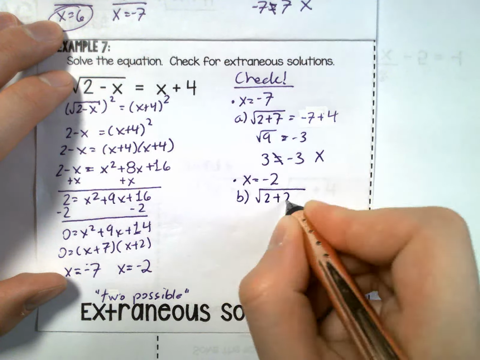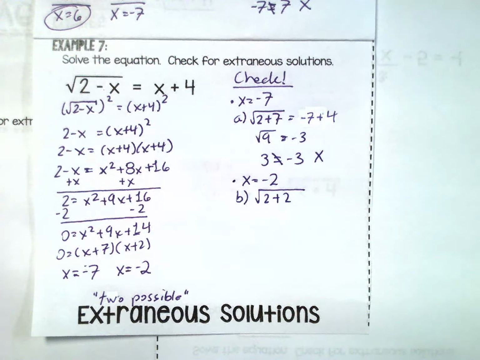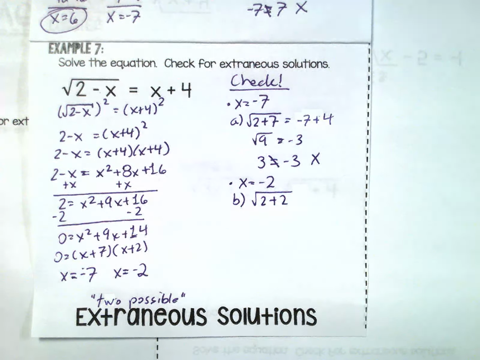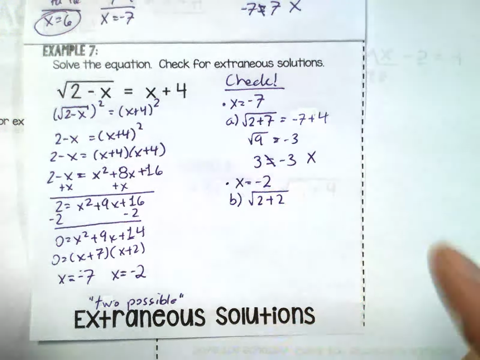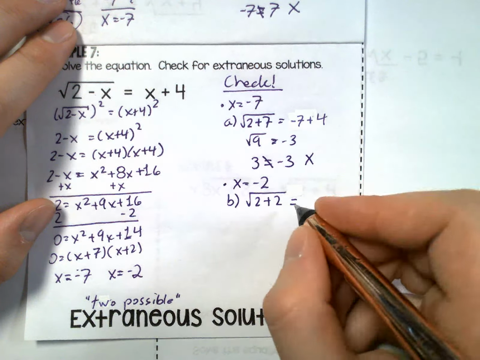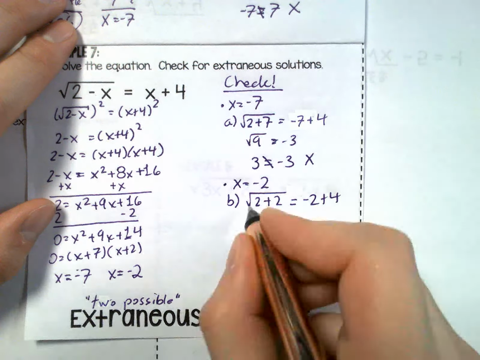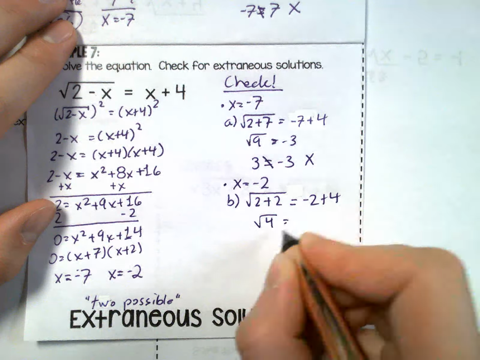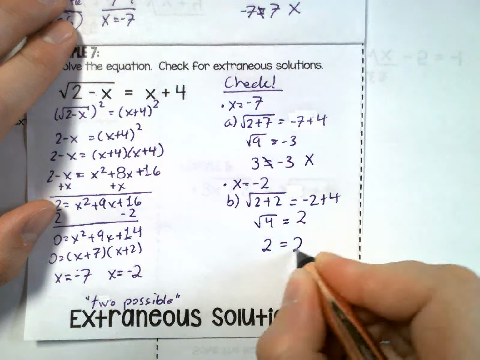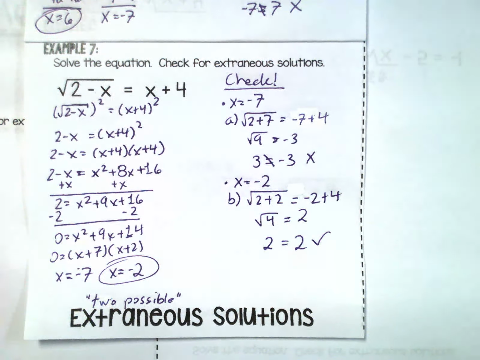Square root of 2 plus 2, sign flip, because it's negative, and start with that radical symbol. x, and then it equals negative 2 plus 4. Okay? 2 plus 2 is the square root of 4. Negative 2 plus 4 is going to give me 2. Square root of 4 is 2, equals 2. It checks out. So my only answer is x equals negative 2.